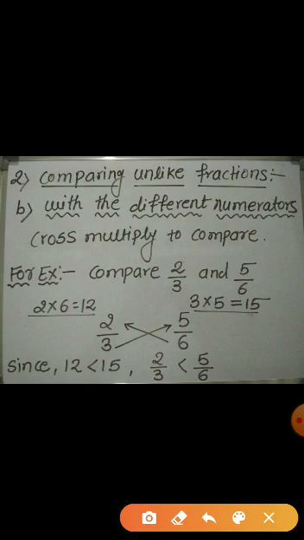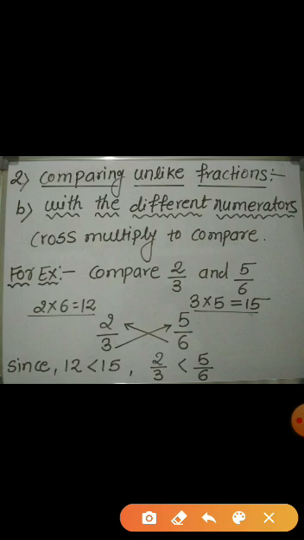Now let us compare the unlike fraction with the different numerators. When the numerators and denominators both are different, we need to cross multiply to compare the fractions. For example, let us compare the fraction 2 by 3 and 5 by 6. In these two fractions, denominators and numerators both are different. So we need to cross multiply to compare it.